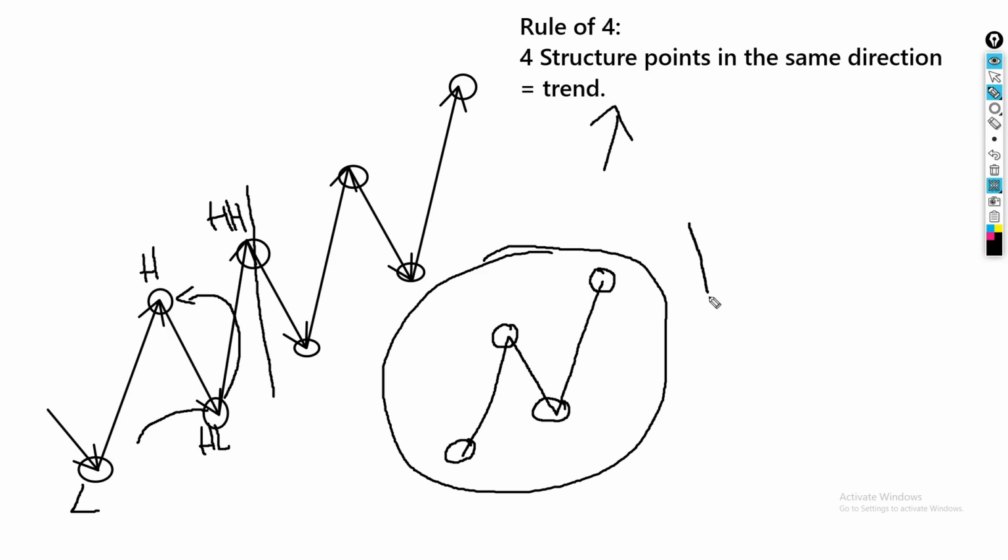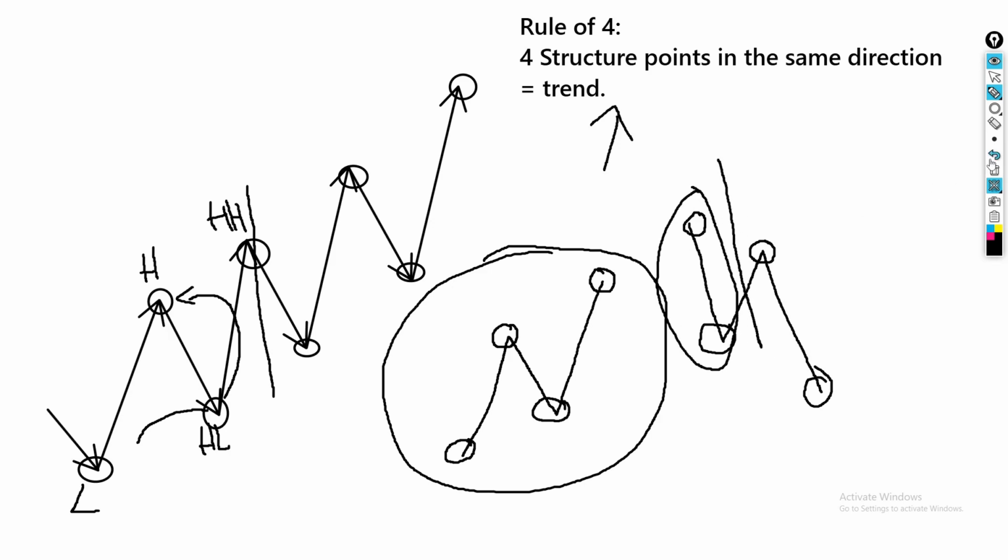You want something like this. You want 4 structure points pointing in the same direction, right? You understand that if we just look at this to the left, you just know that this is a high and this is a low. You don't know this was actually a lower high and this was a lower low until this occurs, right?